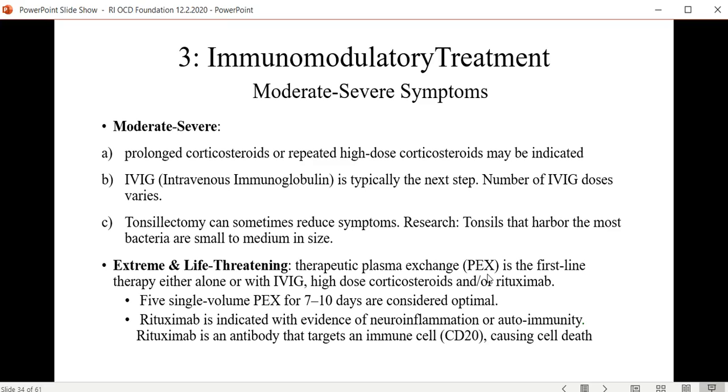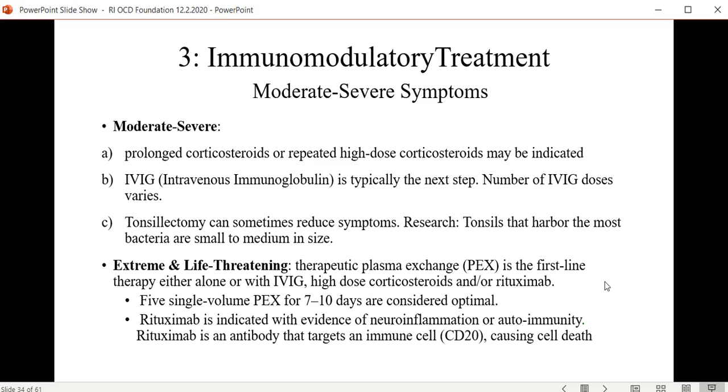I'm going to move a little faster now because we're getting low on time. The steroids I mentioned. IVIG is a treatment for very ill children. Tonsillectomy is sometimes done because the tonsils harbor the bacteria that might be exaggerating and continuing the antibody behavior.